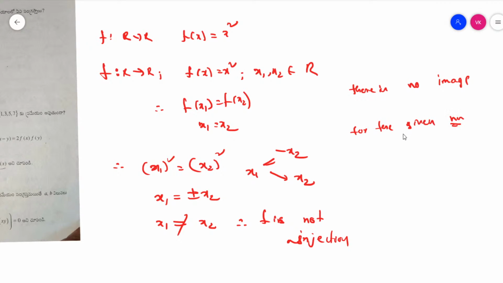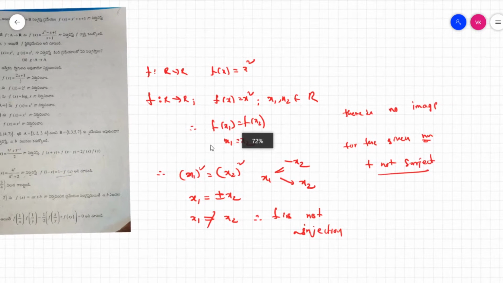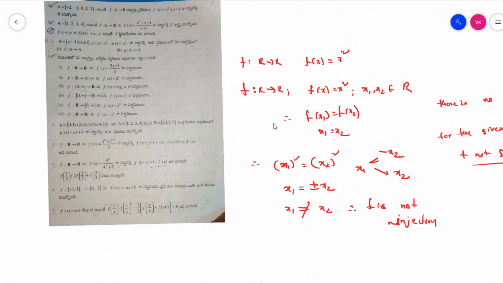So then we can directly write that f is also not a surjection. Directly we can state here there is no image for the given function. Then we can write directly it is not a surjection. Then if it is not an injection or not a surjection, we can write directly it is not a bijection also. This is about question number 6.